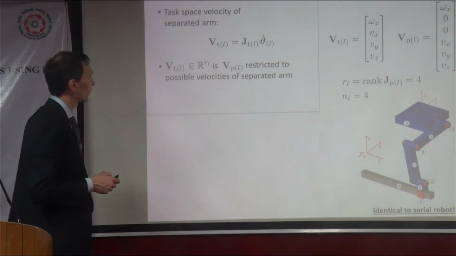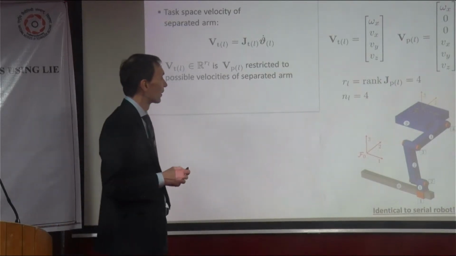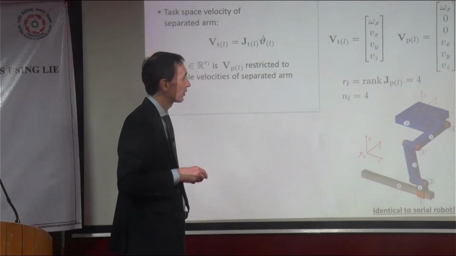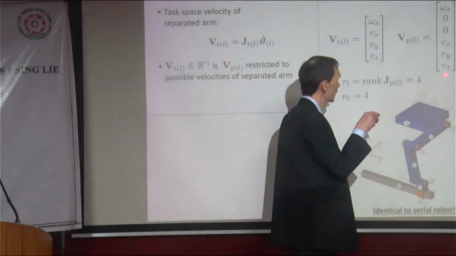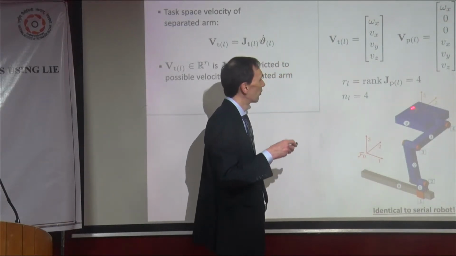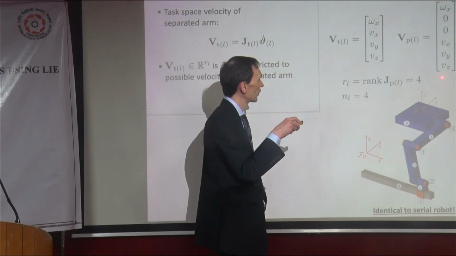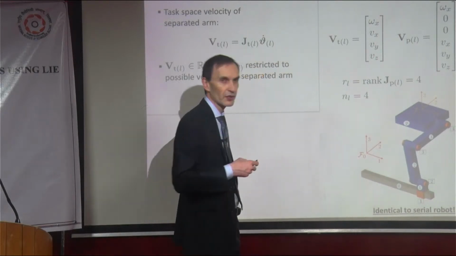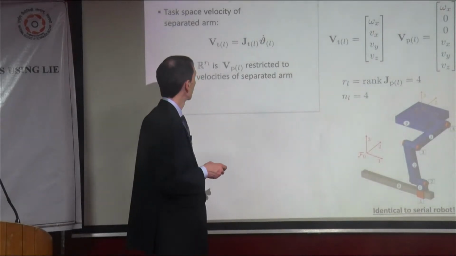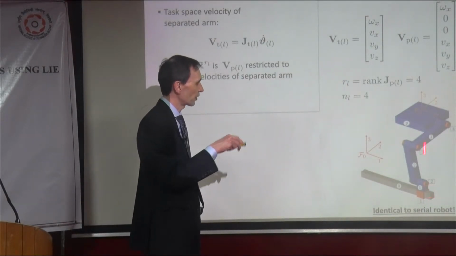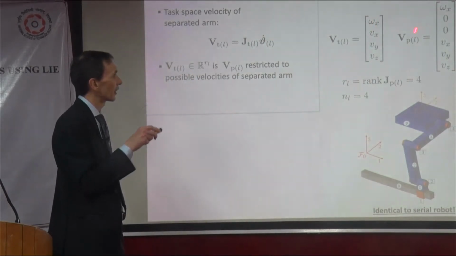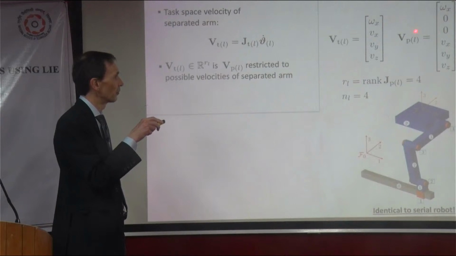We have to talk about task space velocities. So when we concluded that we have a certain number of independent outputs, so to say, of velocities that the platform can perform, then we can restrict our vector, our twist vector, to exactly these velocities, and we call them the task velocities or task space velocity of the separated arm or separated limb. Okay, this one just alone can have this kind of velocities.